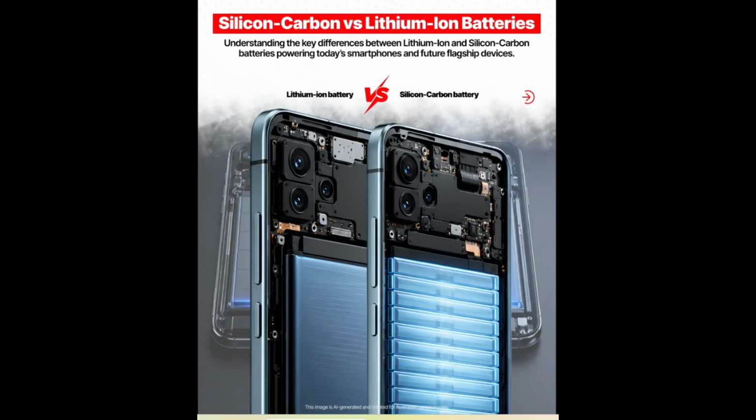Today's topic is mobile batteries. Two different batteries are used in mobile phones: one is the silicon carbon battery and the other is the lithium ion battery. Everybody knows there are differences. I will tell you very simply, a lot of information in very little time.